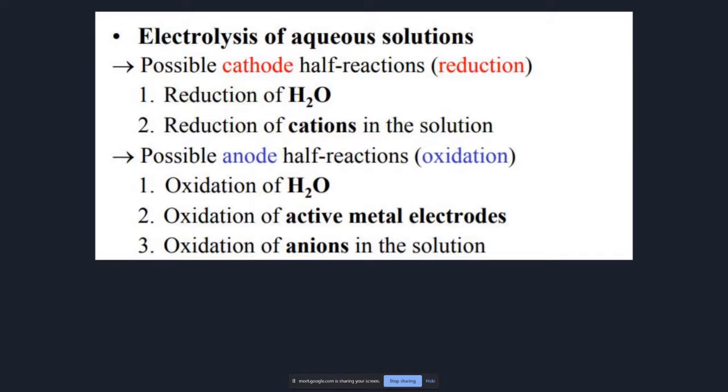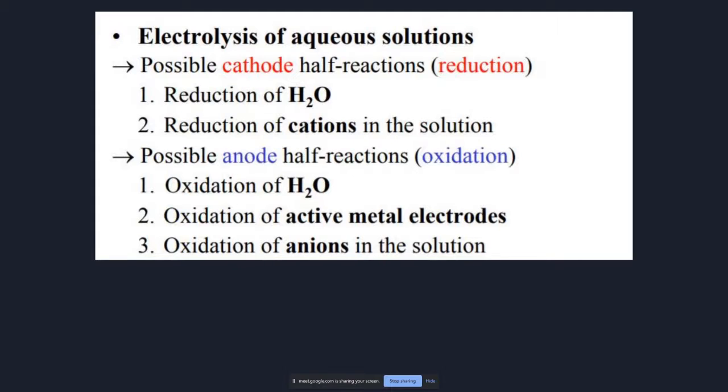So for electrolytic cells, what you have to consider is there's a couple of possible different reactions that can happen on the cathode and an anode. And on the chemistry Olympiad exam, it will ask you to predict what will happen at the cathode and what will happen at the anode.